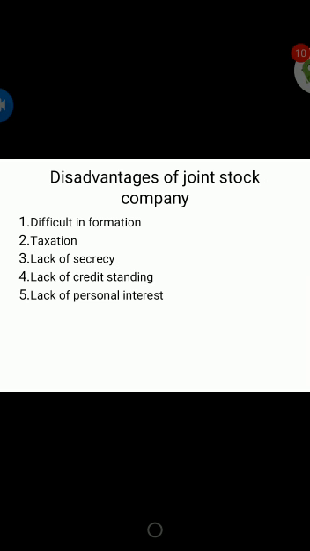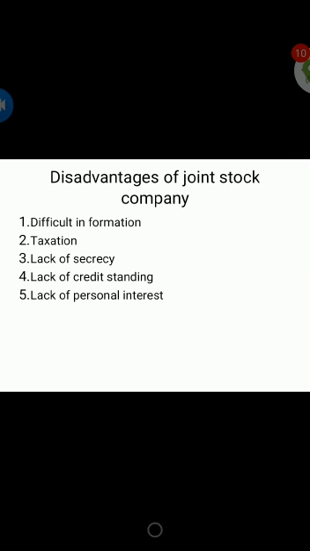The formation of a company is quite difficult compared to a sole proprietorship or partnership. It requires a lot of formalities to be performed at the time of establishment. You should get the registration certificate, the commencement of business certificate, the memorandum of association, articles, prospectus, etc.